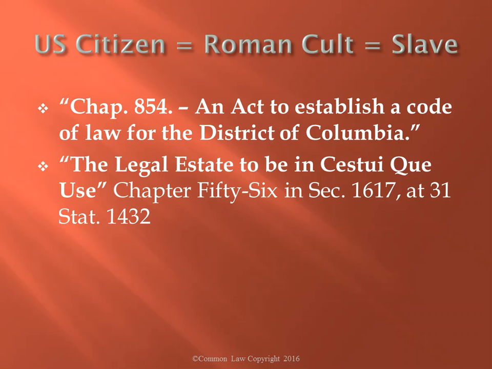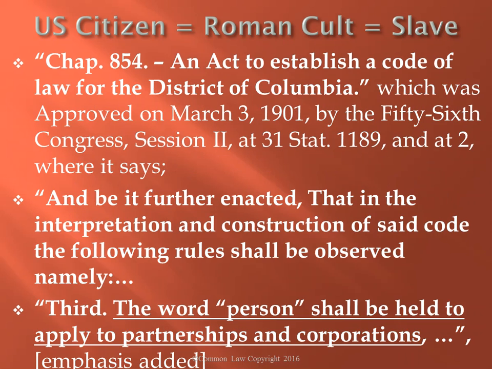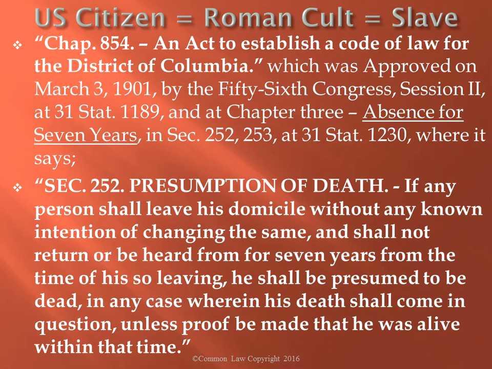Okay, so, and this is D.C. Code, an act to establish a code of law for the District of Columbia, located at 31 Stat 1432. The legal estate to be in the Sesticate use. And this is more D.C. Code, which was approved March 3rd, 1901 by the 56th Congress, located at 31 Stat 1189. And right there in the front at Section 2, it says, and be it further enacted that an interpretation and construction of said code, the following rules shall be observed, namely, the word person shall be held to apply to partnerships and corporations.